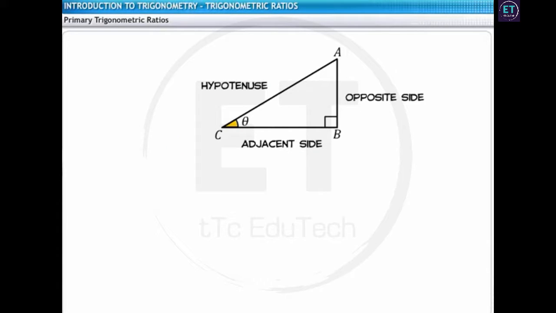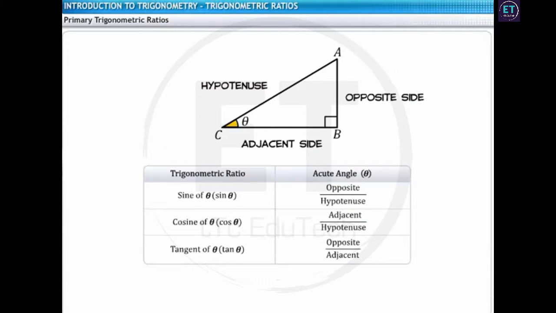Let's recap the three trigonometric ratios that we just discussed. The table shows the trigonometric ratios for an acute angle of a right triangle. The measure of the acute angle is taken as theta.